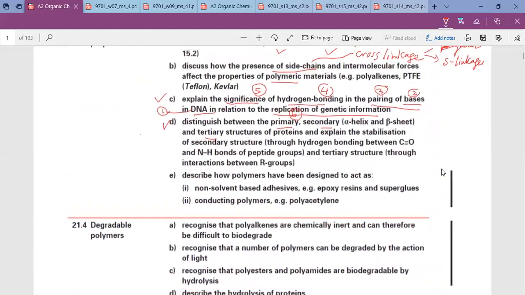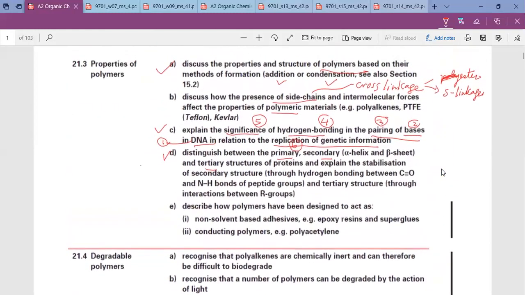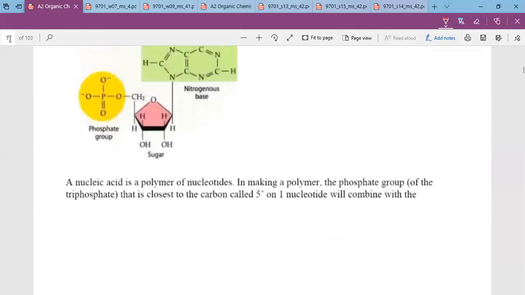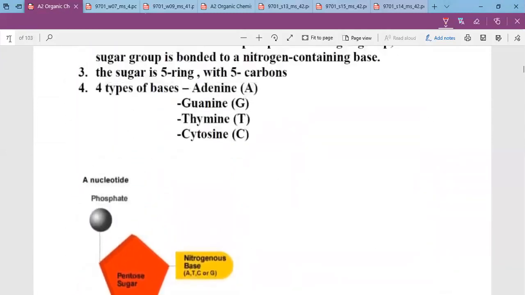Here you can see, I'm going to explain the significance of hydrogen bonding in the pairing of bases in DNA in relation to the replication of genetic material or information. Now, what does it mean by a DNA? If you have done biology, you will be way ahead of everybody, but never mind. We will see what it is here. Page 7. These notes are from everywhere, so thank you to whoever made it.